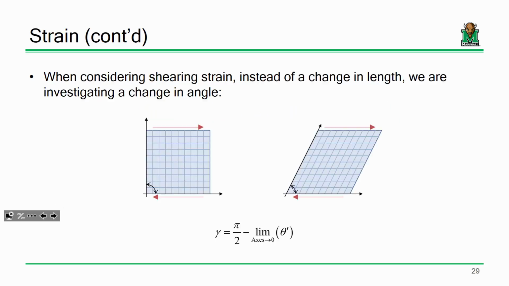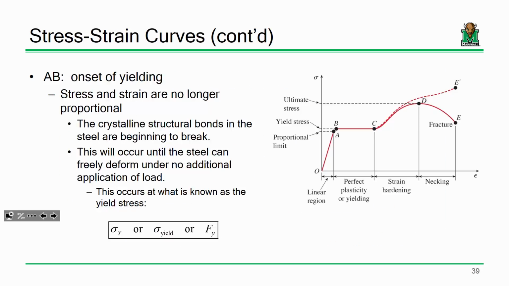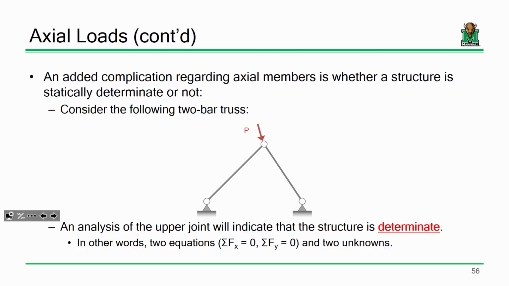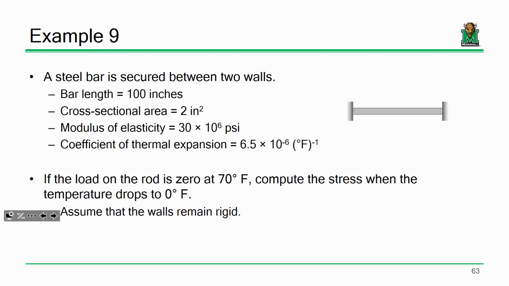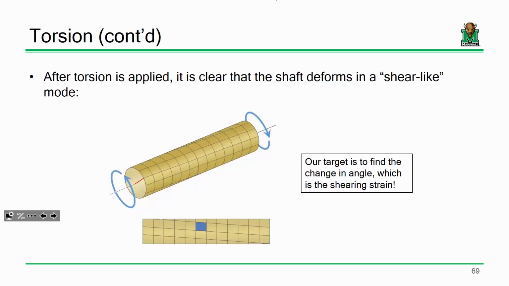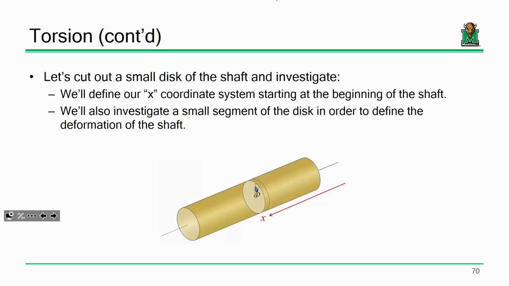That's normal strain. Shearing strain, however, is not about a change in length. It's about a change in angle, okay? So when we're talking about shear, we're not interested in change in length. We're interested in change in angle. And that's very obviously what's going on here, so that's what we need to be able to capture. So instead of dealing with things in normal stress and normal strain, we're going to be dealing with shear stress and shear strain, okay? Make sense? All right. So let's get into it.